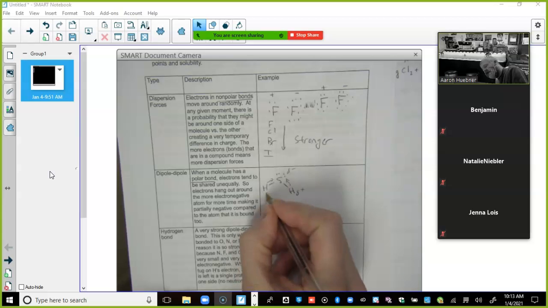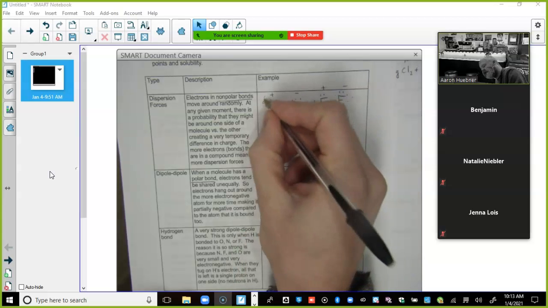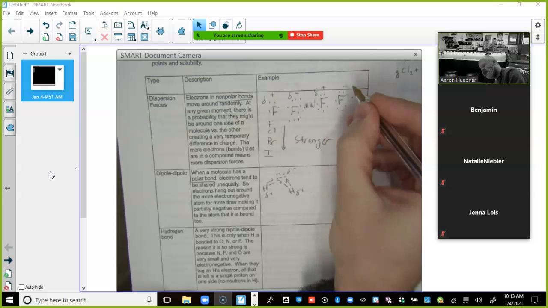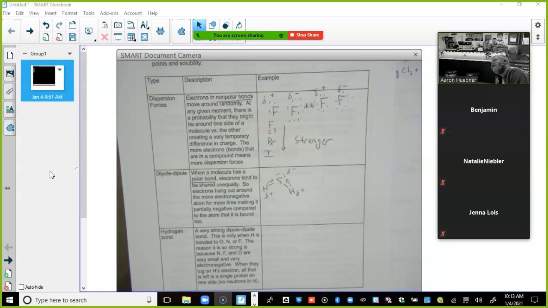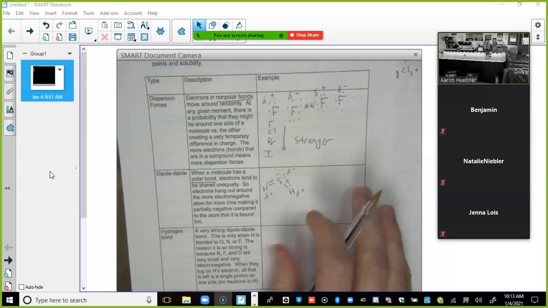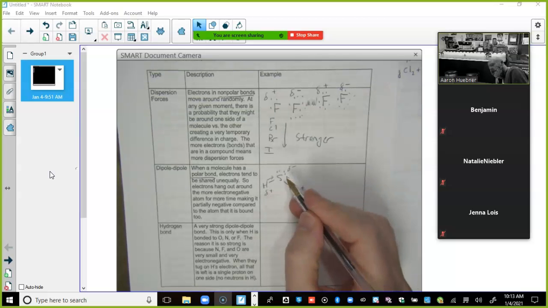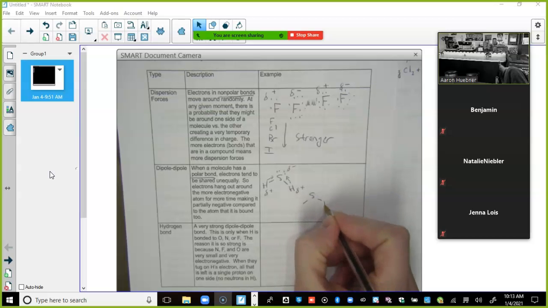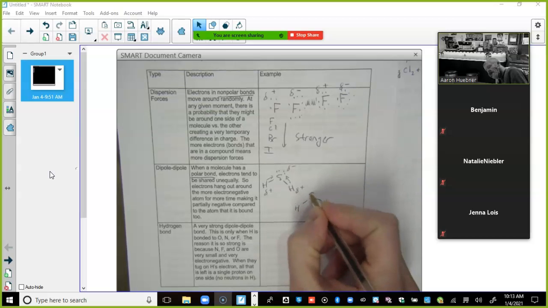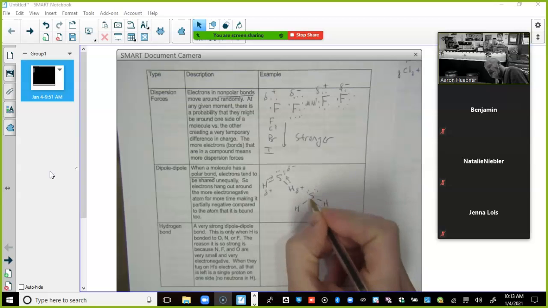Here we got partial positive, partial positive. Technically, I should have put the partial symbol here. It's just a Greek symbol. Looks like an 8 with a piece of it missing at the top right. All right, and then what we have going on is another H2S molecule.